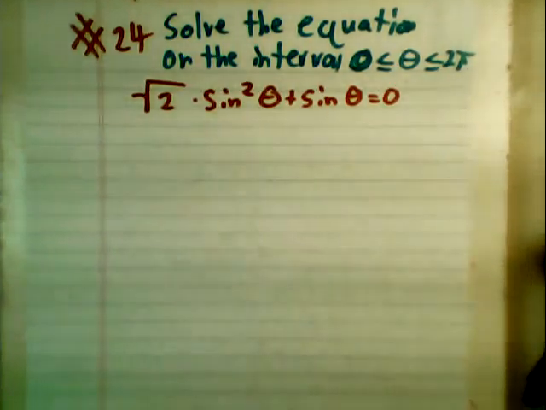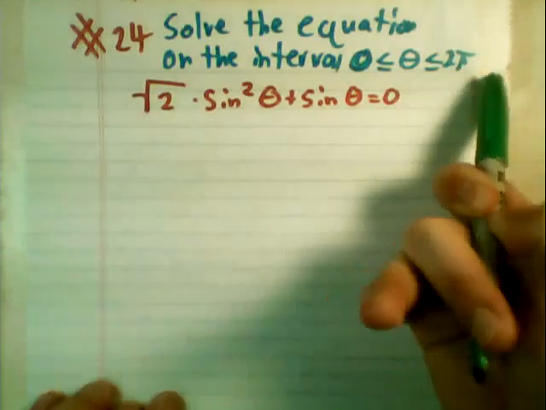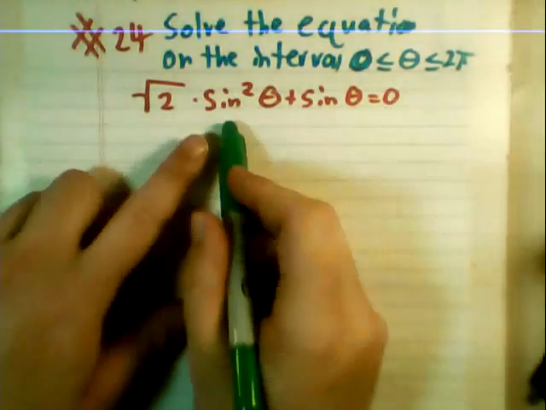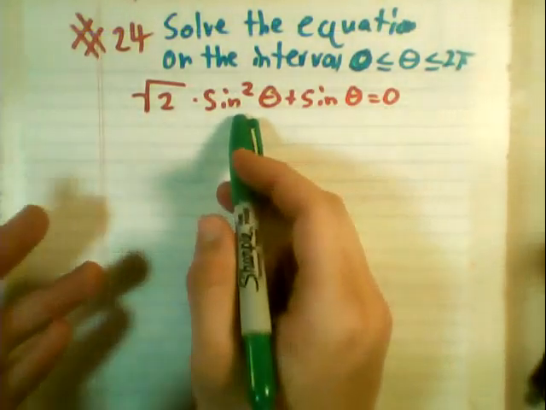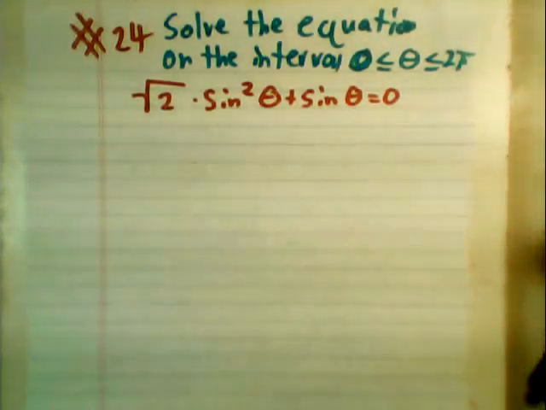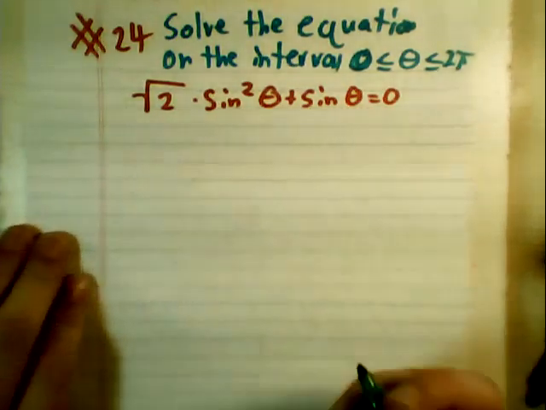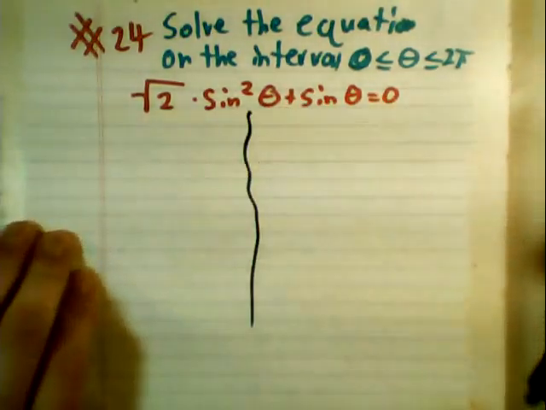For number 24, it asks you to solve an equation on the interval from 0 to 2 pi, and it's going to give you an equation that's like a trigonometric function that has a square and to the 1 power. So it sort of looks like a polynomial, and that might sort of scare you, but I'm going to show you how to look at it really easily. Okay, so I'm going to divide my paper and do it 2 ways.